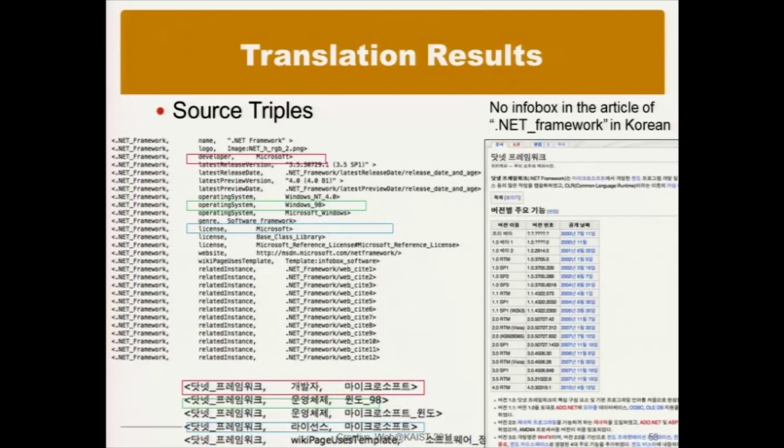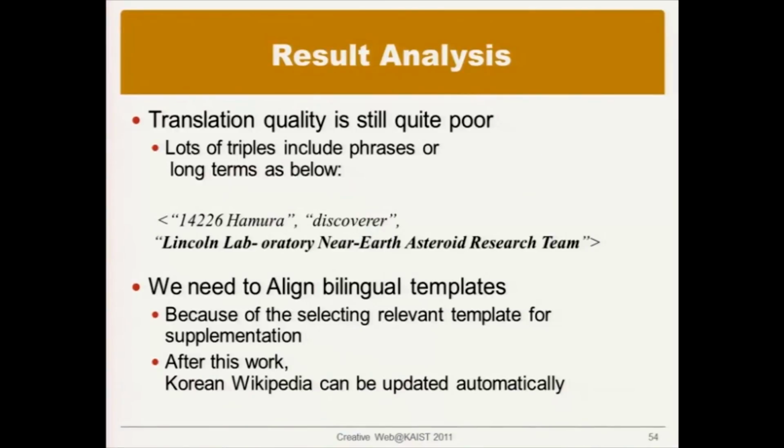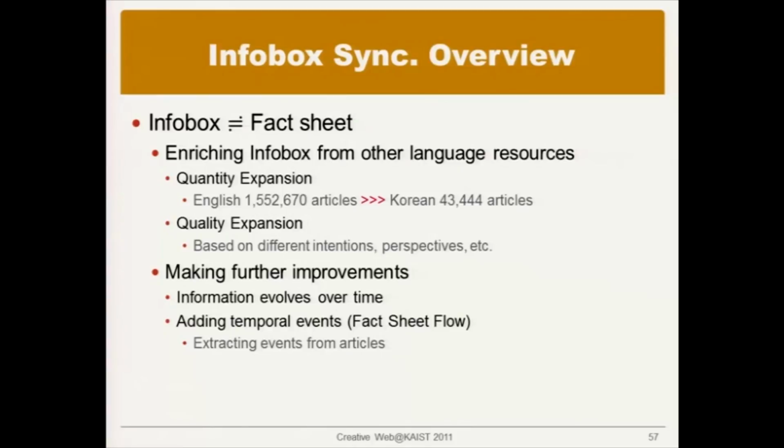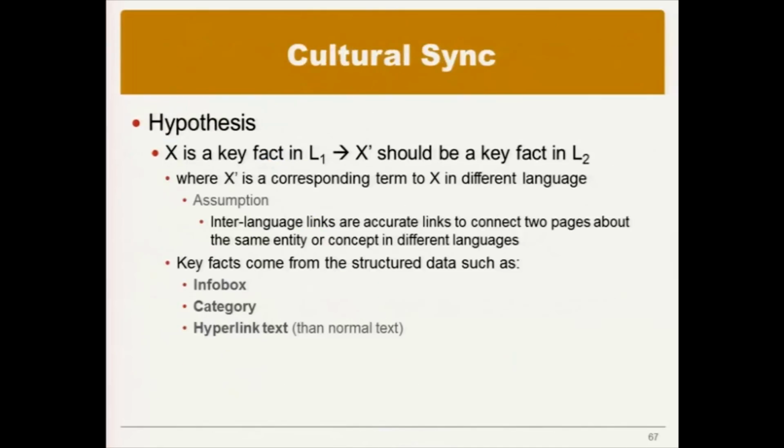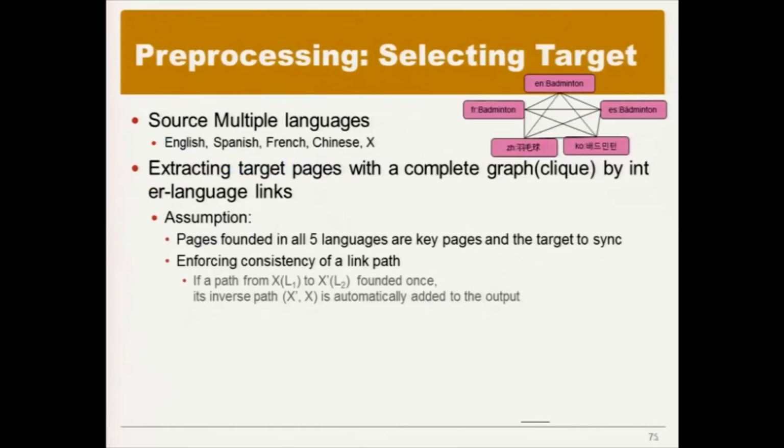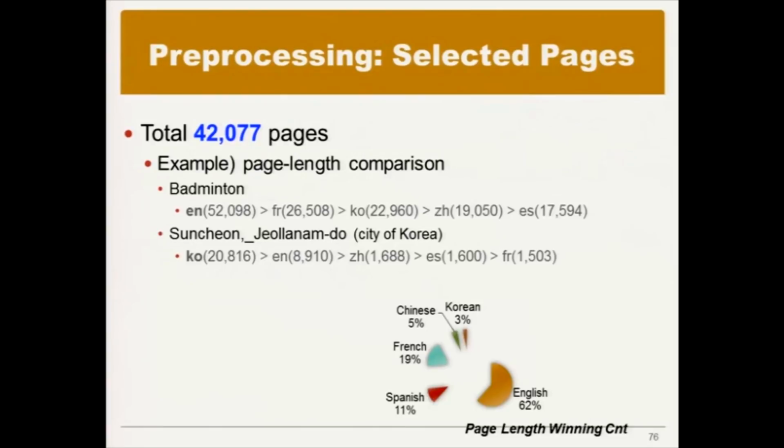After investigating these differences, I'll skip here. Cultural sync means that we consider the information content of every language. For example, for badminton, the English web page has 50,000 words, but French has 26 words, Korean only 22,000, and Chinese 19,000 words to explain what badminton is. But for some Korean location names, the Korean web page has much more information, but the other languages have very little.